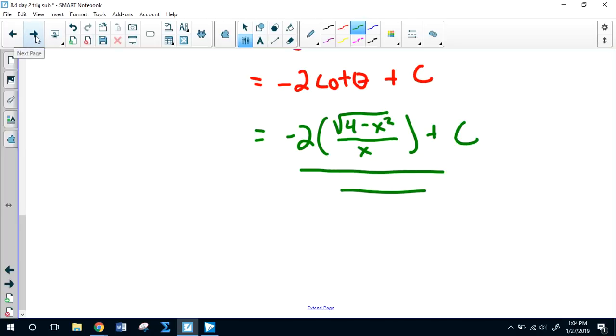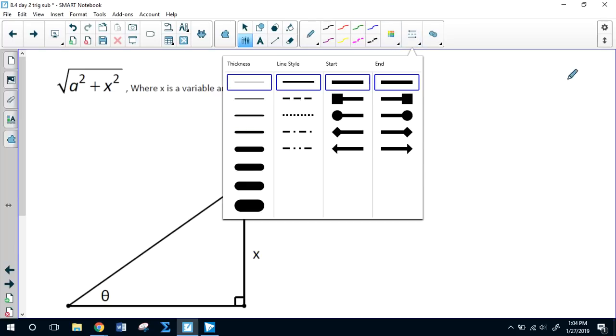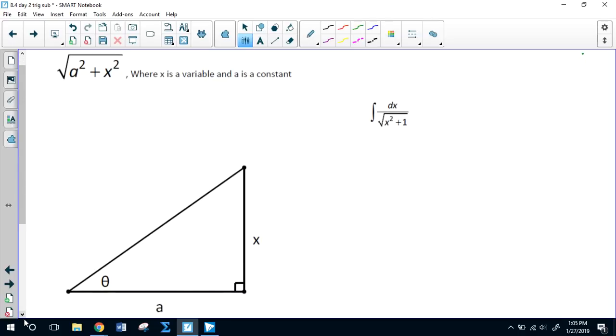All right, so let's move on to our second situation. The second situation now is when you have the square root of a squared plus x squared. So you have a constant squared plus the variable squared. So the same picture is going to start off with your theta in the corner. X will be your opposite side still on this problem. And now the adjacent side becomes a, which means by Pythagorean theorem, you have the square root of a squared plus x squared as your hypotenuse.